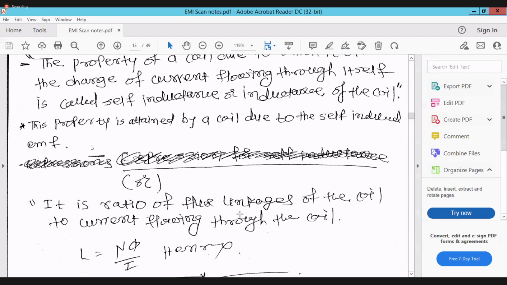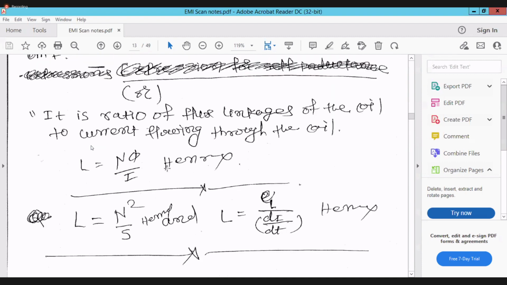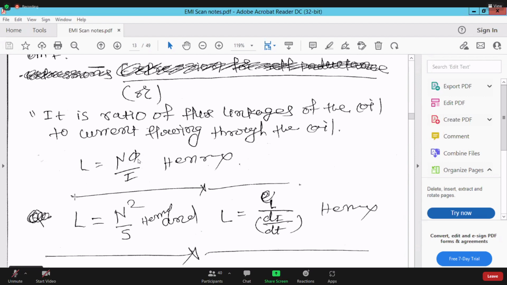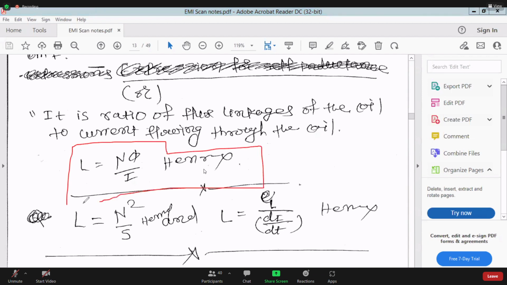Then after that we want to see the formulas of the self-inductance, that is L. So the first formula: L is equal to N phi by I. Did you understand how this formula came? L is equal to N phi by I, boys. How did this come? Can you prove this formula? Unit is Henry.